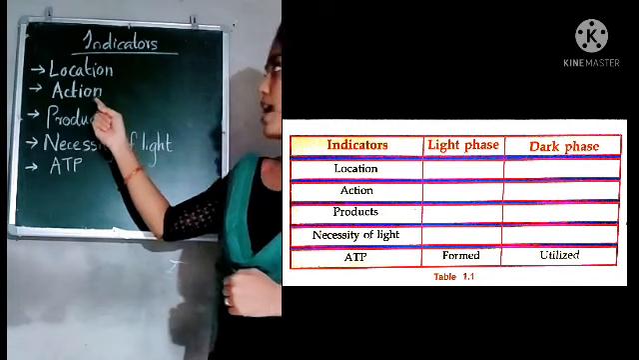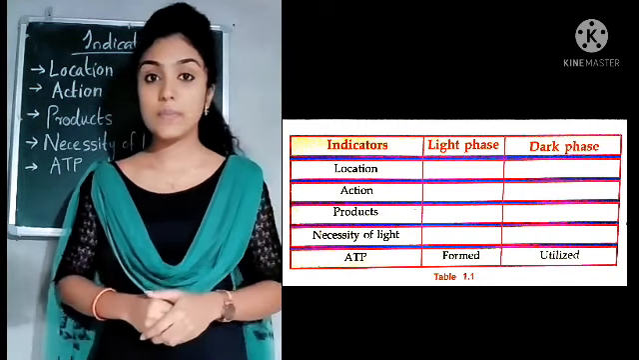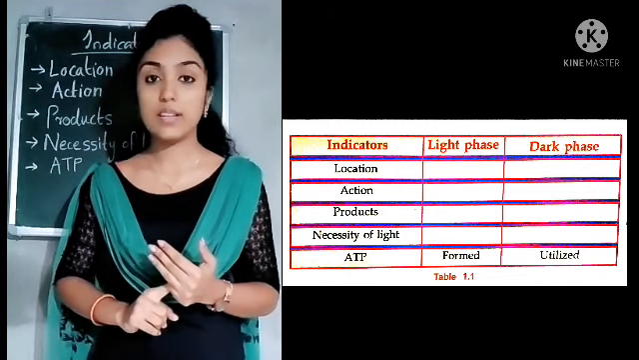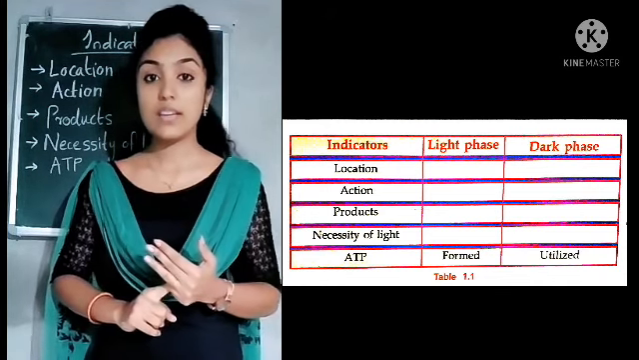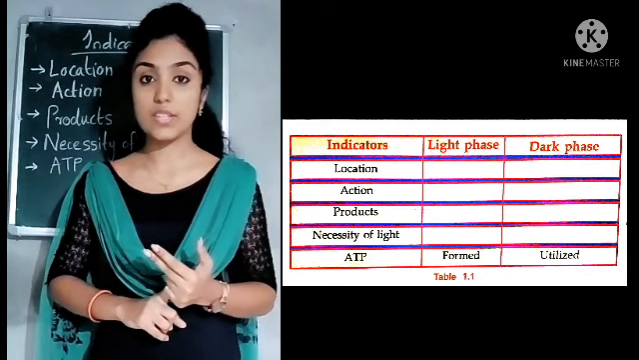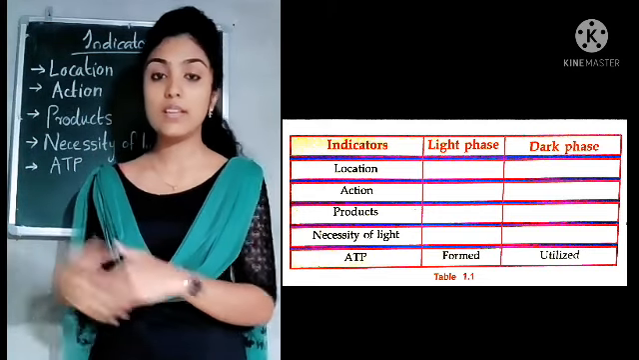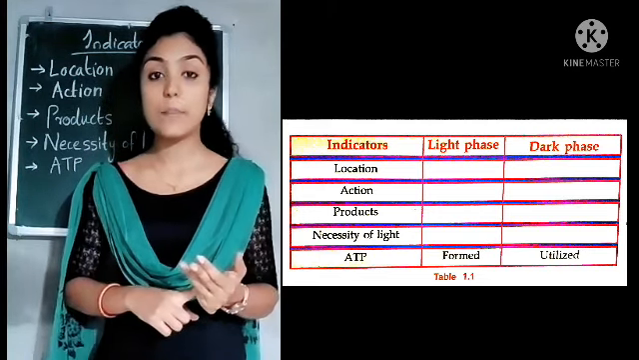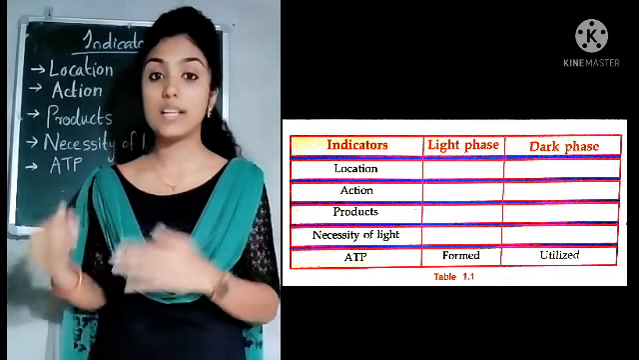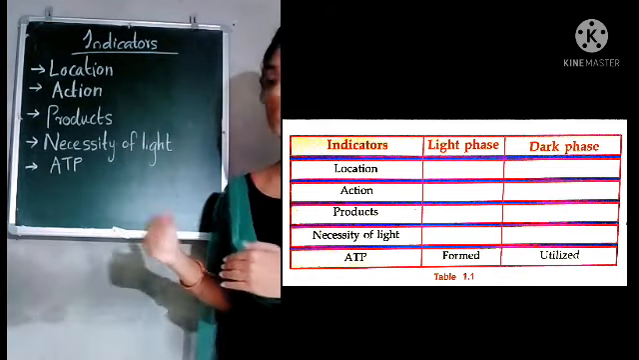Now the second one is action. Action in the light phase is that water splits into hydrogen and oxygen. Any other? Yes, the light energy is converted into chemical energy. Then in the dark phase, what actions are happening there? Yes, the hydrogen combines with carbon dioxide to form glucose. So these are the actions that take place in the light phase and in the dark phase.